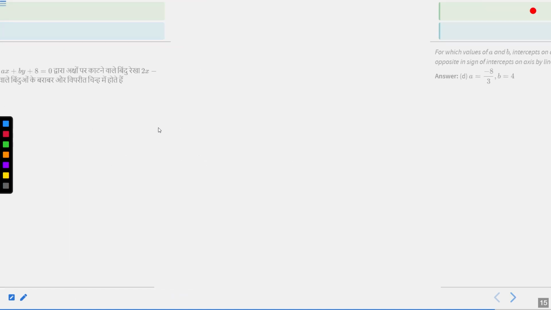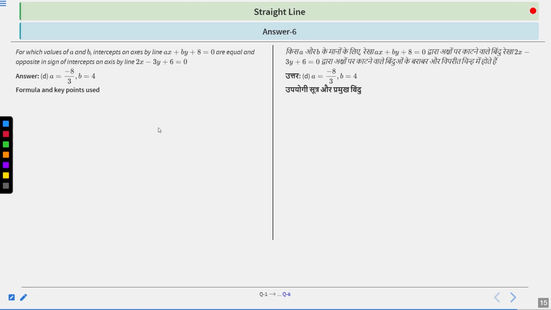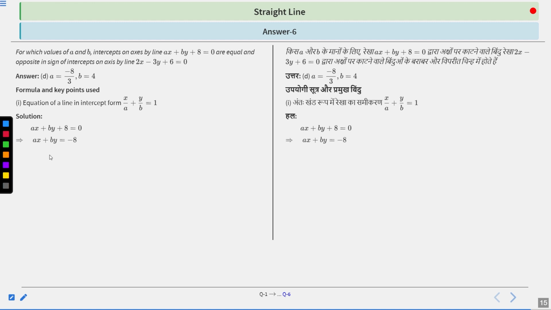Okay, let's move to the solution part. So the formula and key points we will use here: the equation of a line in intercept form is x by a plus y by b is equal to 1. Right. So the line can be written as ax plus by plus 8 equal to 0, and it can be converted as ax plus by is equal to negative 8. Now this equation can be converted into the intercept form as x upon negative 8 by a plus y upon negative 8 by b is equal to 1.